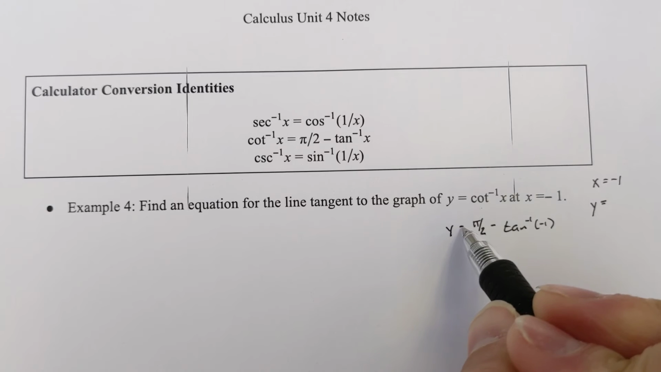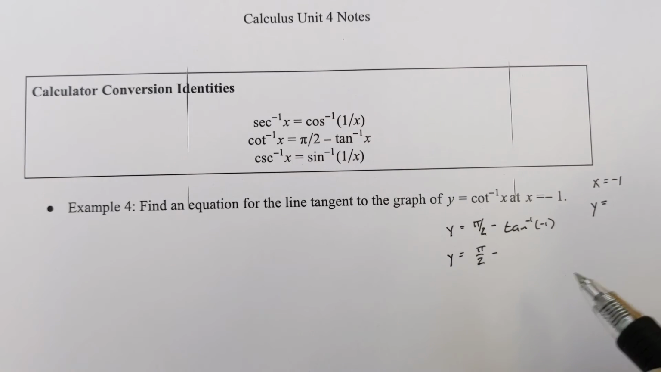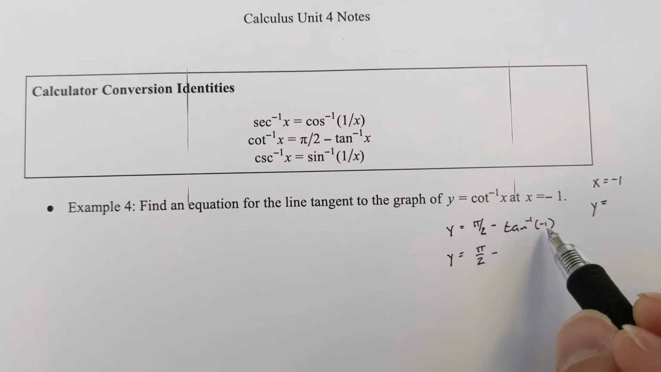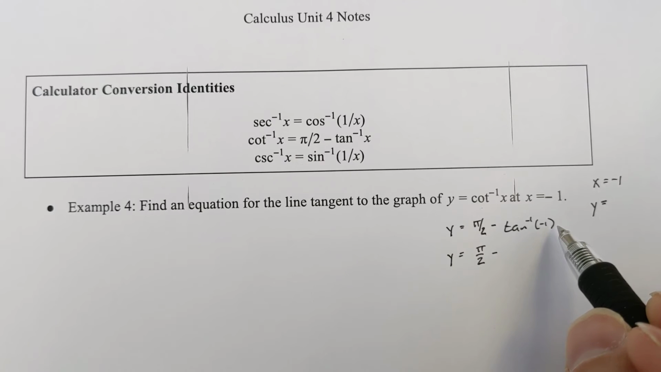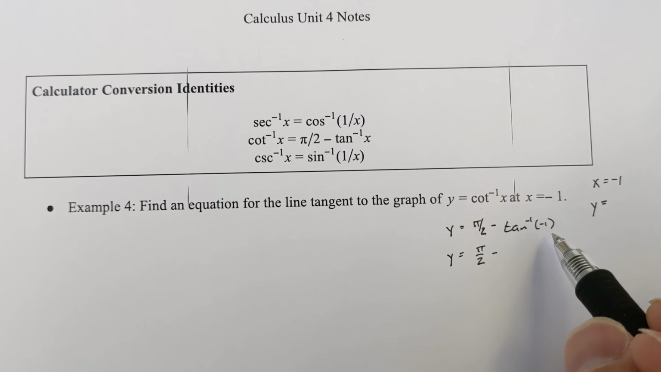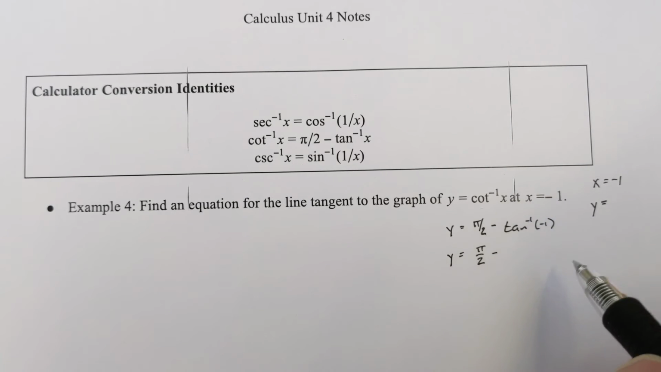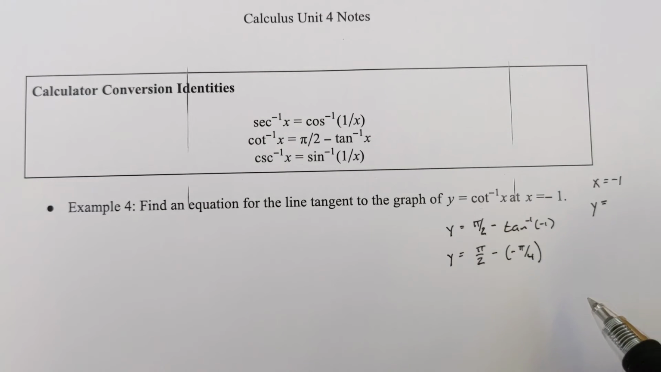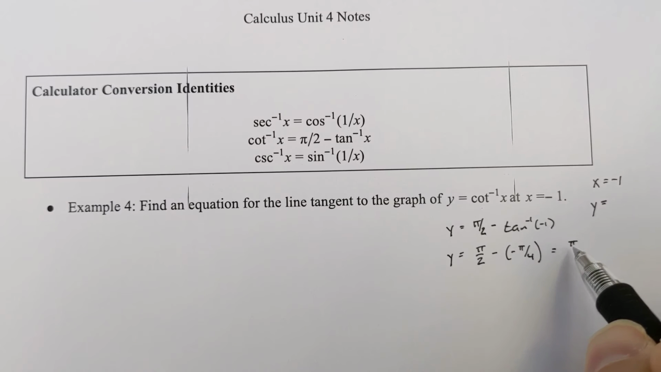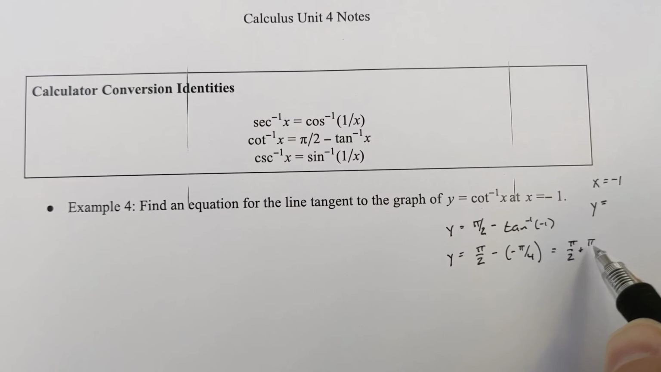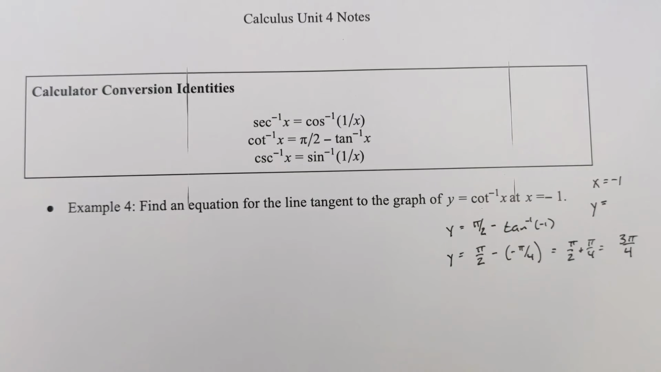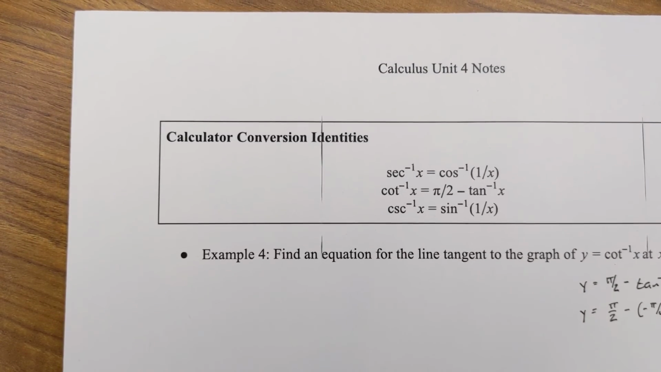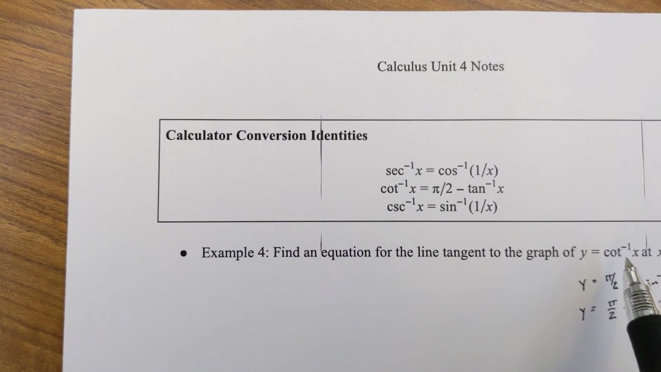So I'm finding my y value. The tangent is -1 when the angle is pi over 4 and negative pi over 4. Sorry, just negative pi over 4. So that's pi over 2 plus pi over 4, which is, so there's my y value, 3 pi over 4. And then to find the slope, I need to do the derivative.